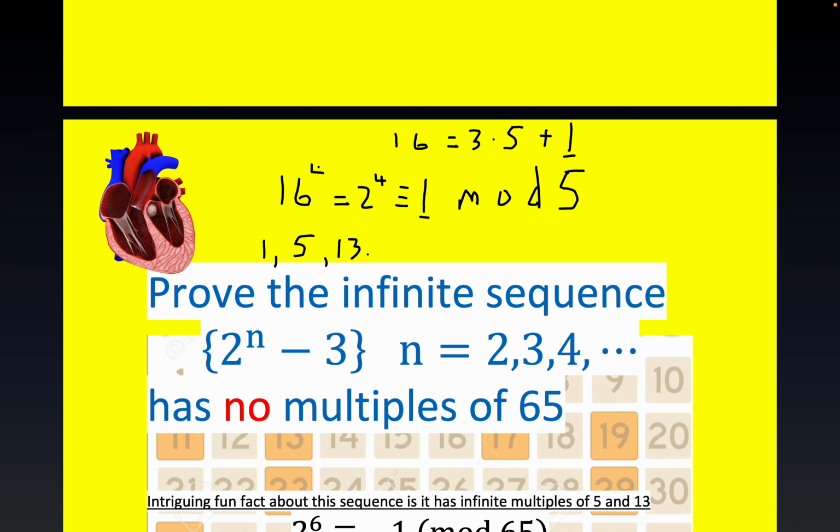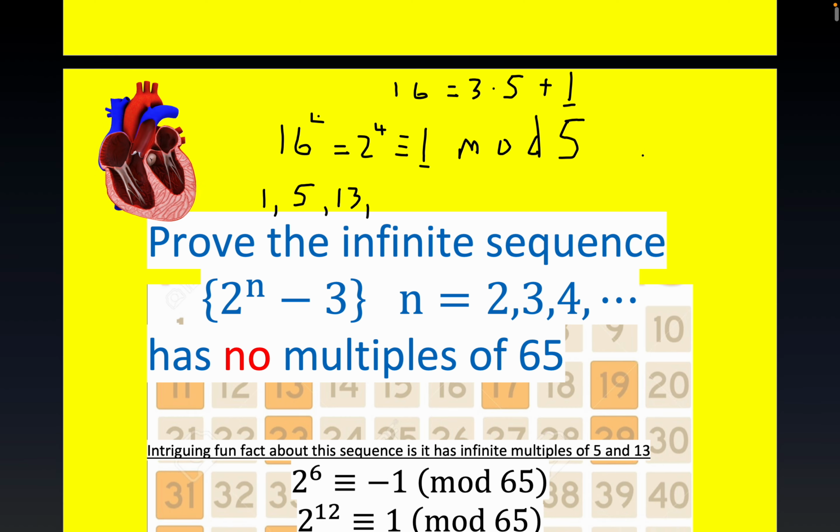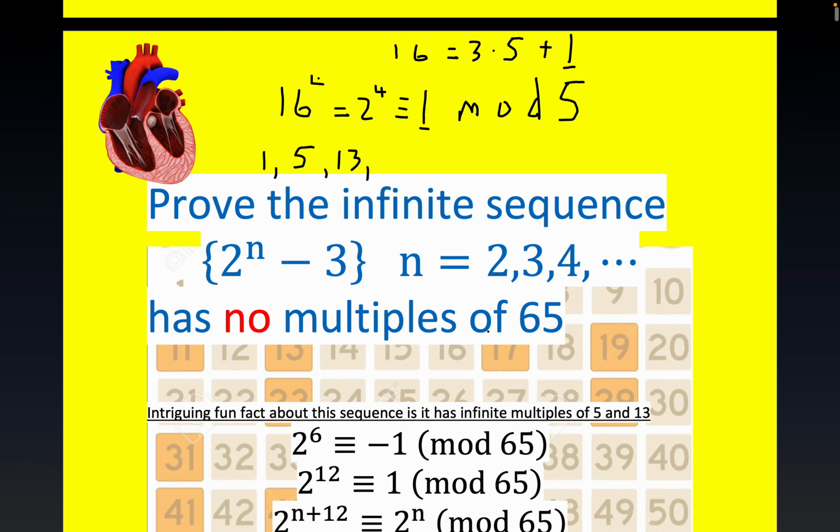Sometimes you can think of a sequence as a set of numbers. It's just a mapping from the natural numbers to the real numbers. But we want to show that this infinite sequence has no multiples of 65. And we're going to use this remainder idea. One thing that makes this a little more motivated is that, although these are separate problems, you could show that this sequence has an infinite number of multiples of 5 and 13.